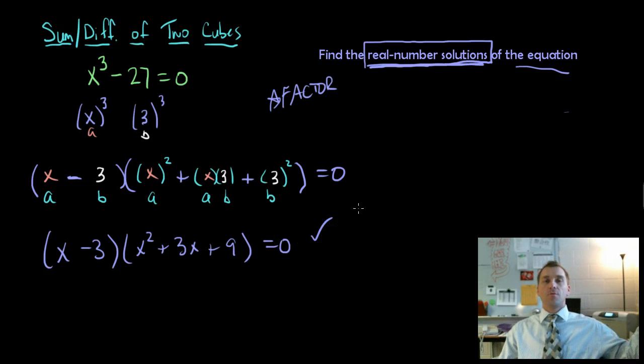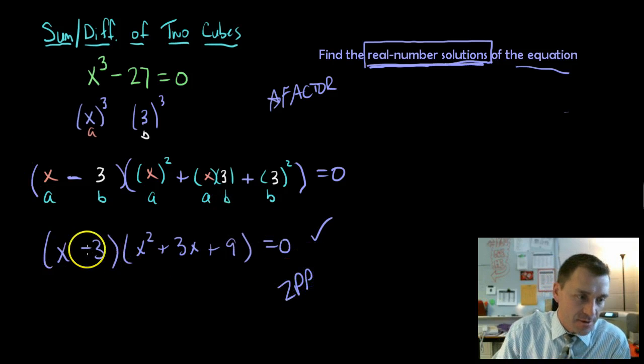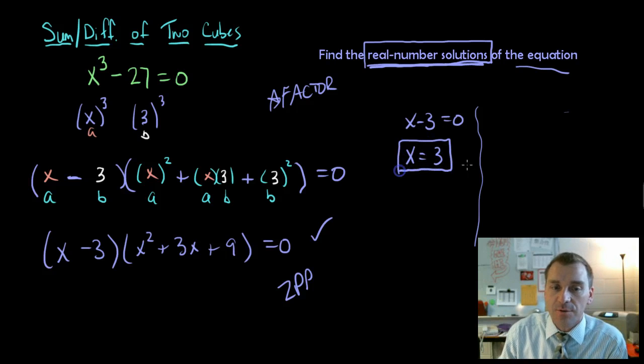Check, 1, 2. Now what do we do? Oh, we do the ZPP. So I take these two factors. I'll take x minus 3, put it up here, and set that equal to 0. Let's do this one first because it's easy. I add 3 to both sides, so one of my possible real number solutions will be x equals 3.